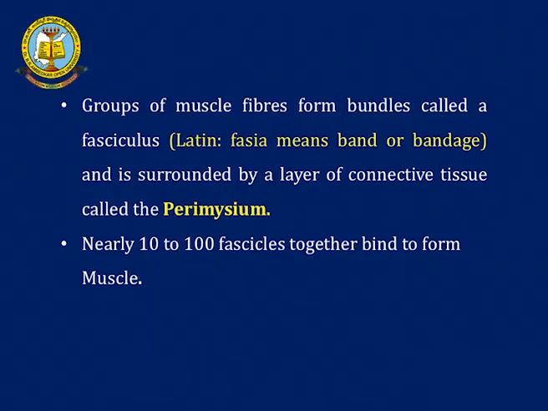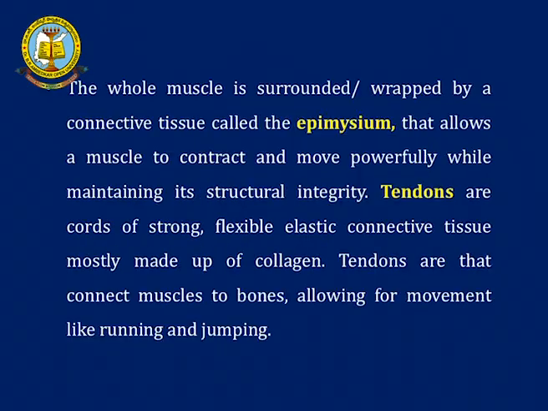Groups of muscle fibers form bundles called fasciculus. In Latin, fascia means band or bandage, and it is surrounded by a layer of connective tissue called perimysium. Nearly 10 to 100 fascicles bind together to form a muscle. The whole muscle is wrapped by a connective tissue called the epimysium, and this allows the muscle to contract and move powerfully while maintaining its structural integrity.